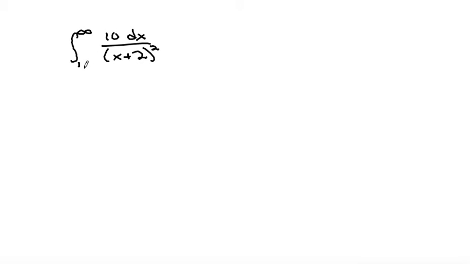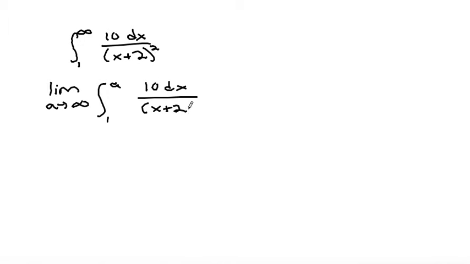So this problem is the integral from 1 to infinity of 10 dx over (x + 2) squared. First of all, whenever one of our limits of integration is infinity or negative infinity, we need to write it as a limit problem. So let's write it as the limit as a approaches infinity of the integral from 1 to a of 10 dx over (x + 2) squared. So that's our first step.